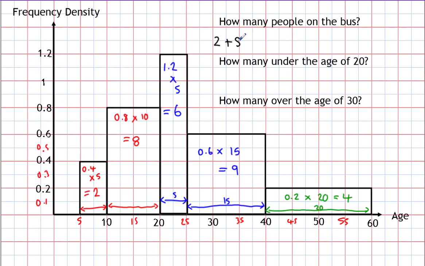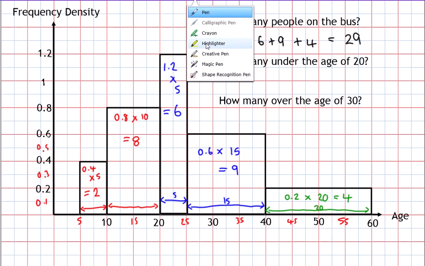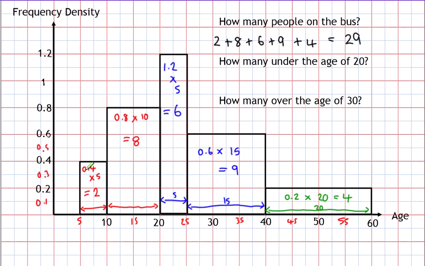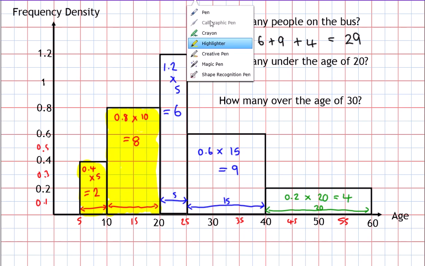So we've got 2, add 8, add 6, add 9, add 4, so 10, 16, 25, and 4, there's 29 people on the bus. Okay, how many of those people are under the age of 20? Well, they are the 2 children between the age of 5 and 10, and so are they. So everybody I'm colouring in yellow now is under the age of 20. So how many people is that?